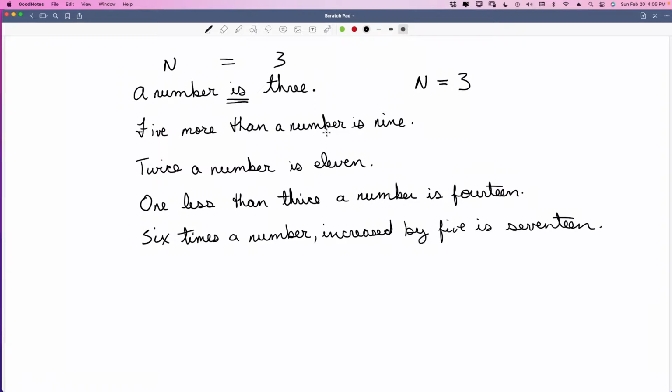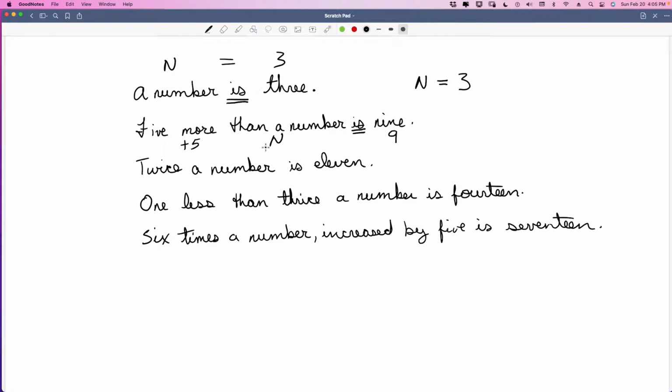Over here, the second sentence says 5 more than a number is 9. So let's look at that. Is our equal sign. 5 more. So if you have 5 more, it means you're adding 5, right? So we could put plus 5 here. And then we have a number. We don't know what that number is, so that's our n. And then we have the number 9.